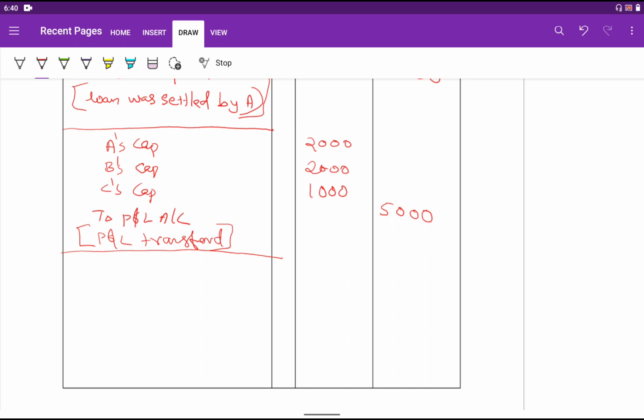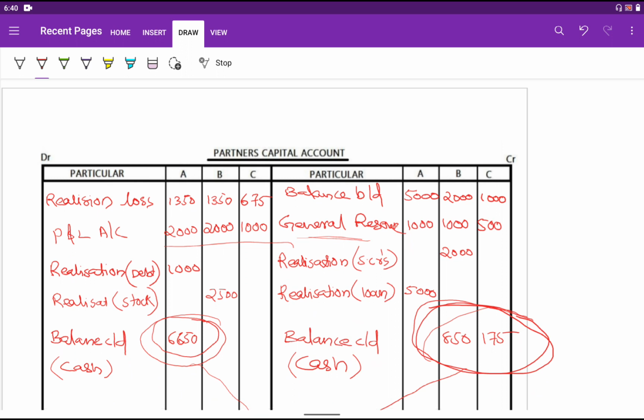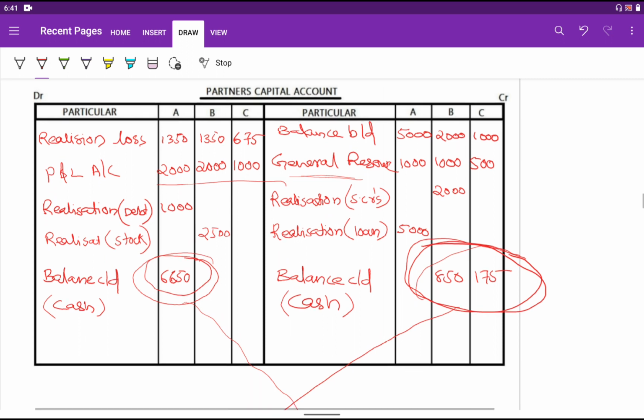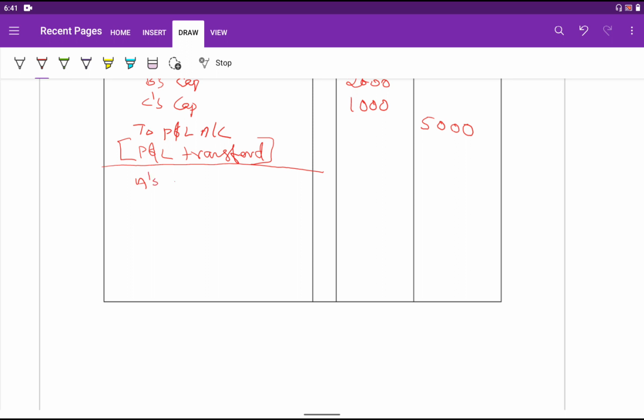So anything else is there in debit side? Yeah, realization: debtors and stock are there. That means debtor was taken by A and stock was taken by B. So what is the journal entry for this? Realization is coming in debit side, so we will credit it and we will debit A's capital. So A's capital account to realization account. How much? 1000.